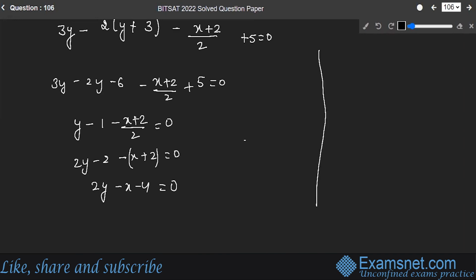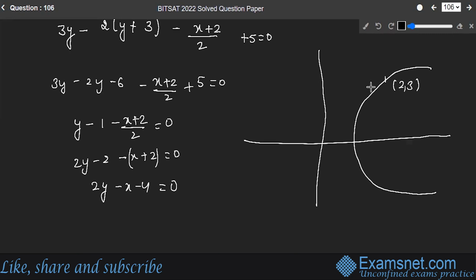Let's draw this parabola now. So this parabola y square minus 4y minus x plus 5, this will look something like this. And this is the point 2, 3. Let's make an equation tangent at this point.